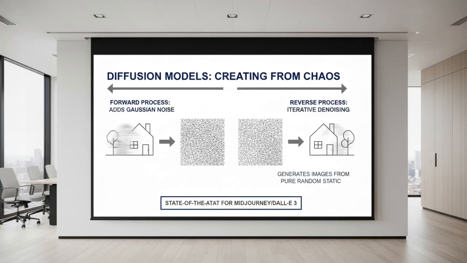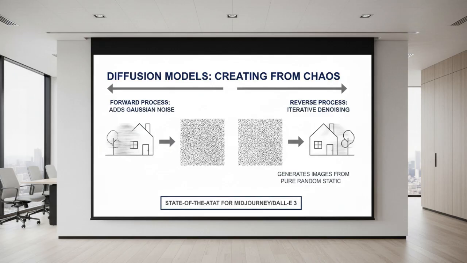When you give it a prompt today, the model starts with a canvas of pure random noise and hallucinates a structure out of the chaos, iteratively refining it until a clear, high-definition image emerges. It is like carving a statue out of a block of marble, but the marble is made of digital static.